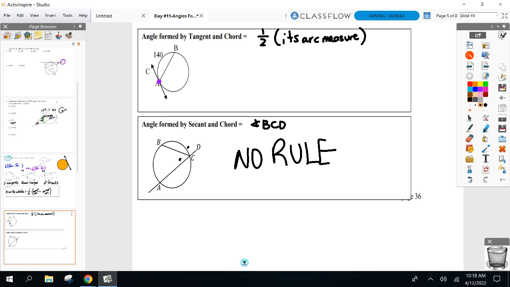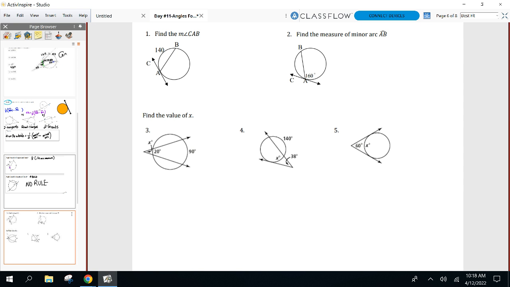All right? So we're all good with our two tweeners. One you can find with the rule, one you cannot. All right, let's do this.